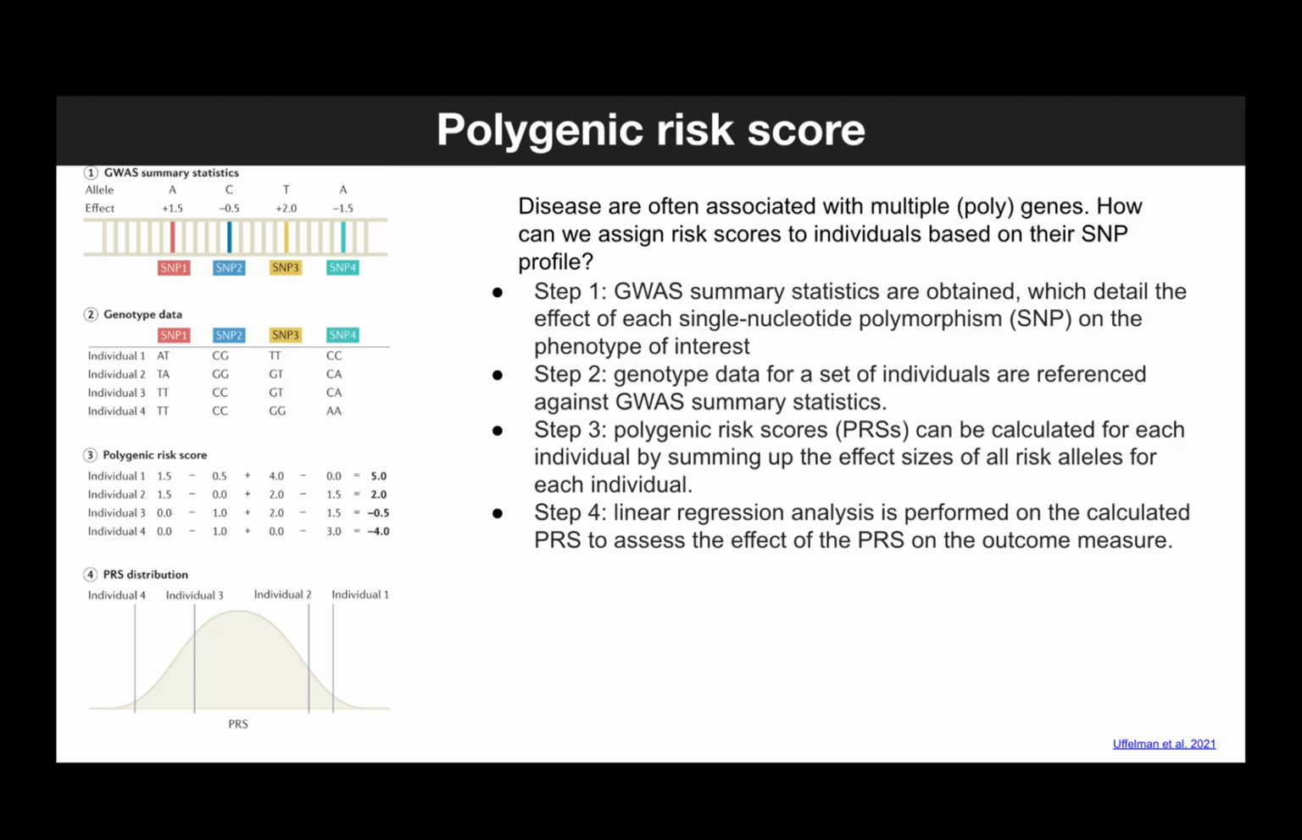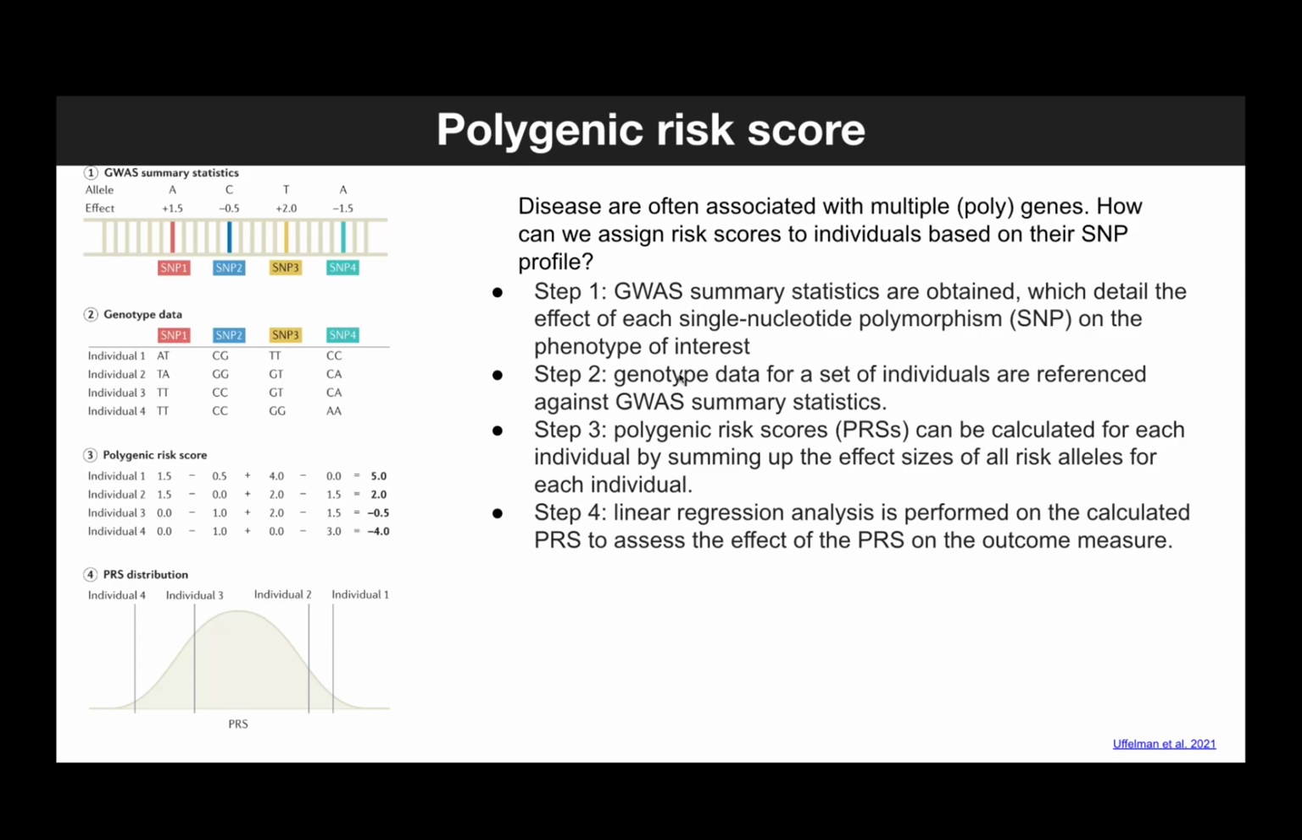The PRS, or the polygenic risk score, allows you to do that, right? So the idea is again very, very simple. You calculate a GWAS summary statistic. This GWAS summary statistic is something which you get from collecting the patients, figuring out what their genotype is, and then you know what their particular SNP profile is.